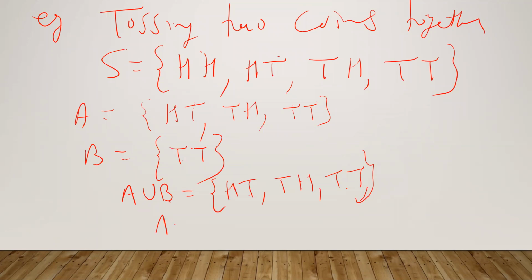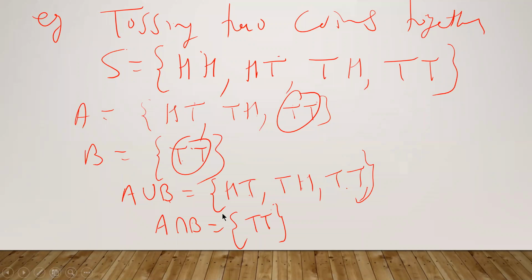Okay. What is A intersection B? When will I say that both the events have occurred? Look at what is common to A and B. What is common in both? TT. Both the coins are showing tail when I throw them. So A intersection B is this and A union B is this. So A union B is actually same as A. Look at this. A: HT, TH, and TT. It is same as A. So in this way, you can find out the A union B and A intersection B.